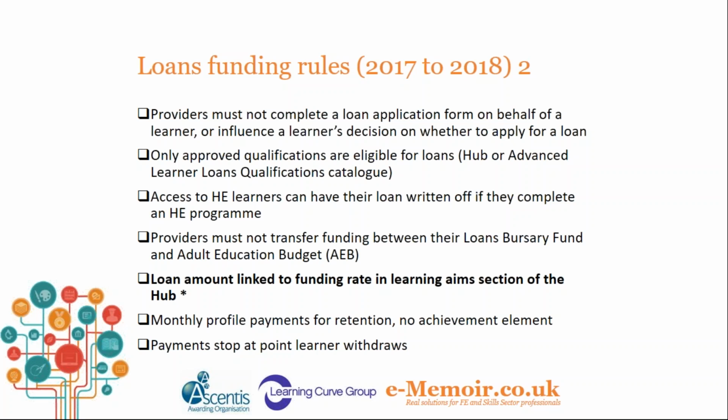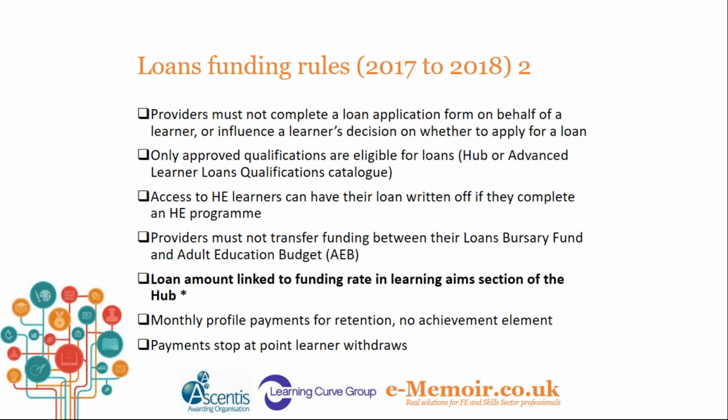Now, one very important advantage of Access to HE programmes, and those are QAA approved programmes, is that if you successfully complete an HE program later on, say a higher diploma, BA or a foundation degree, then your Access to HE loan, say for £3,000 or whatever it is, would be written off. This only applies to Access to HE into another qualification. That has to take account of the fact that if you take a loan for an Access to HE course, you can't then have a second loan for another Access to HE course.